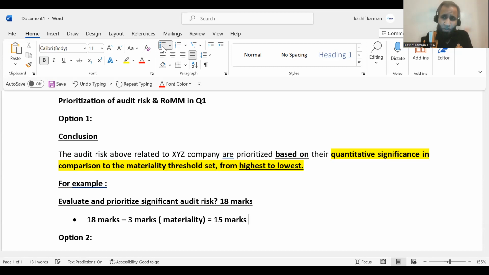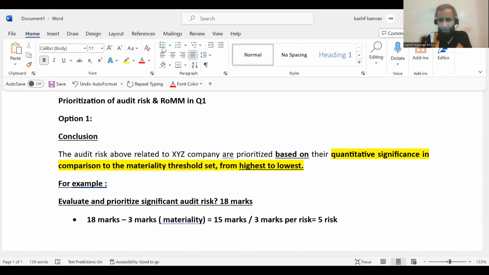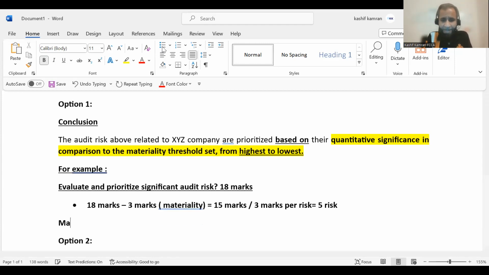And knowing that each risk now is worth 3 marks since September 22, so dividing by 3, marks per risk. So I need to find 5 risks, for example. Now, for example, my materiality for the question I have calculated as an example is $1 million as a materiality.